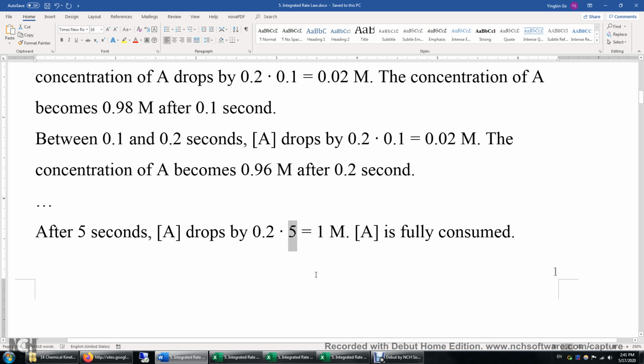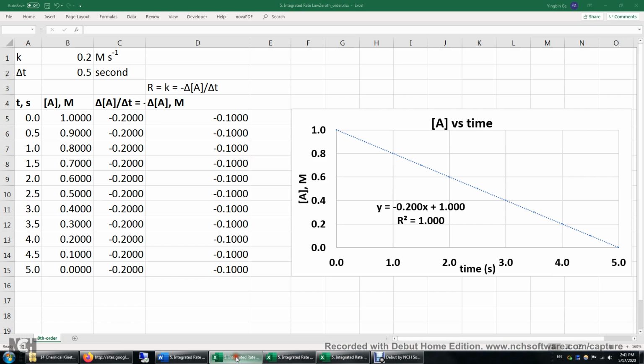All right. So now I'm going to do everything on an Excel spreadsheet. So let's look at this. So we have K entered here. It's 0.1 molar per second. And I'm going to do delta T being 0.5 second every time. All right. So this is time from 0.5, 1 second. And then the last number is 5.0 second. And then I have the concentration of A here. This 1.0 is the initial concentration of A.